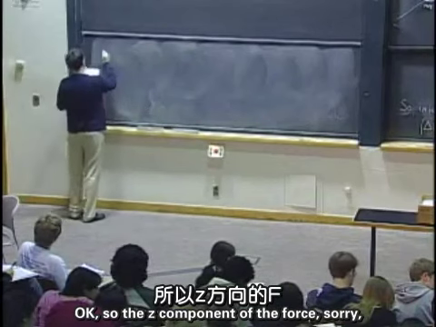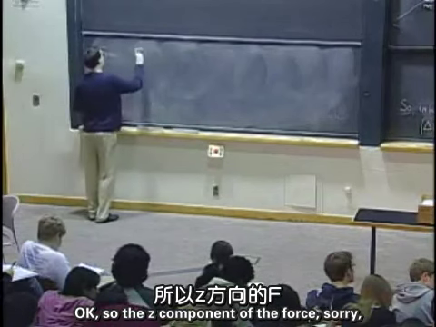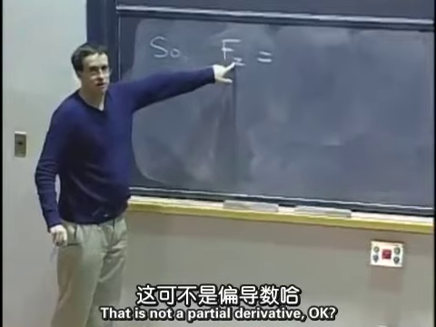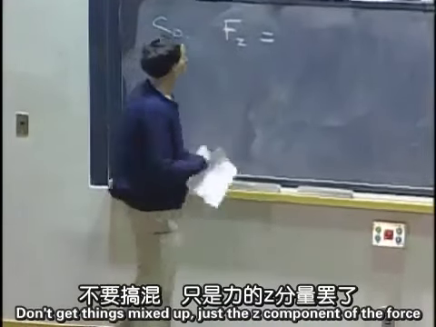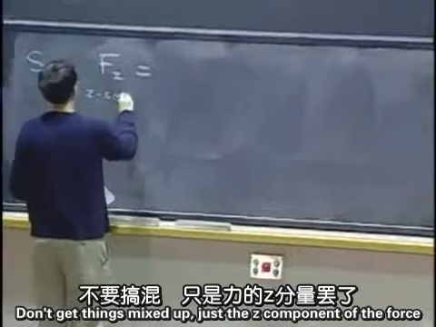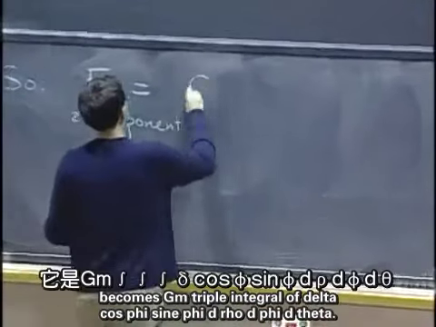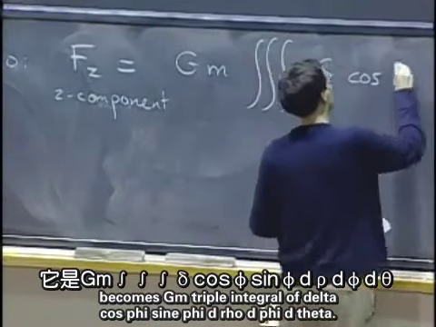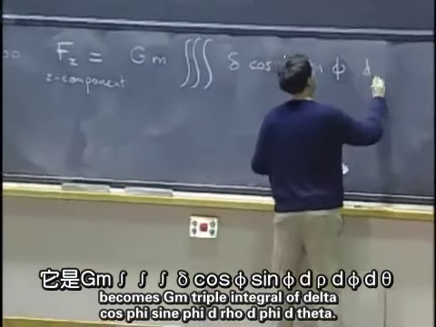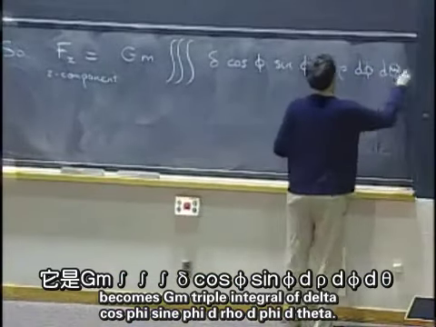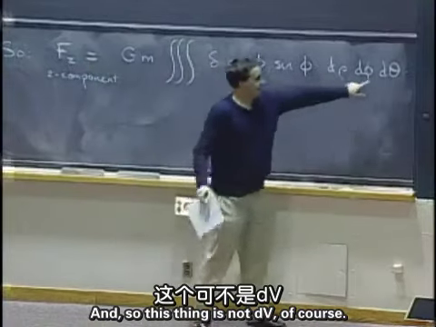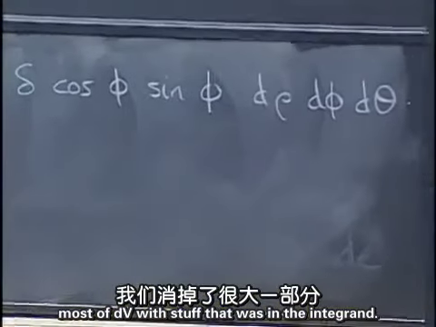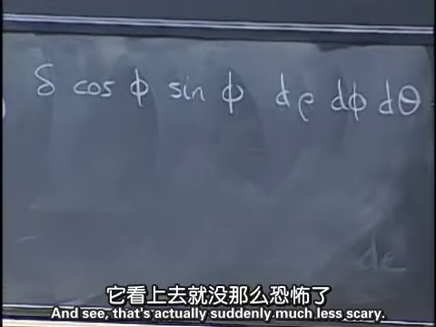So the z component of the force, sorry, I'm putting a z here to remind you it's the z component. That is not a partial derivative, okay? Don't get things mixed up. Just the z component of the force becomes gm times the triple integral of delta cos phi sine phi d rho d phi d theta. And so this thing is not dv, of course. dv is much bigger, but we've somehow canceled out most of dv with stuff that was in the integrand. And see, that's actually suddenly much less scary.